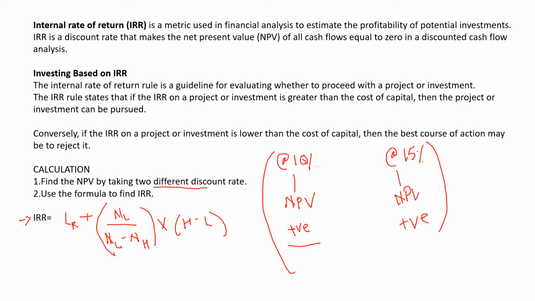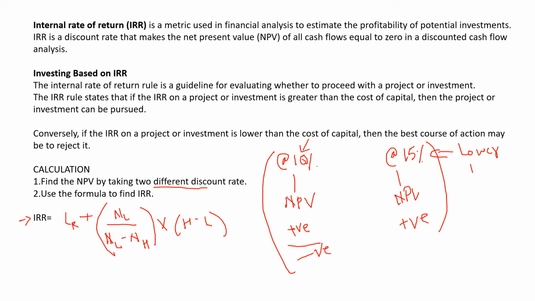That's not the case. The point is that first we have to see the NPV at the first discount rate we have taken. If it turns out to be positive, the other discount rate we take is higher than the one we have taken. But if it turns out to be negative the first time, then we will be taking a lower discount rate the second time.